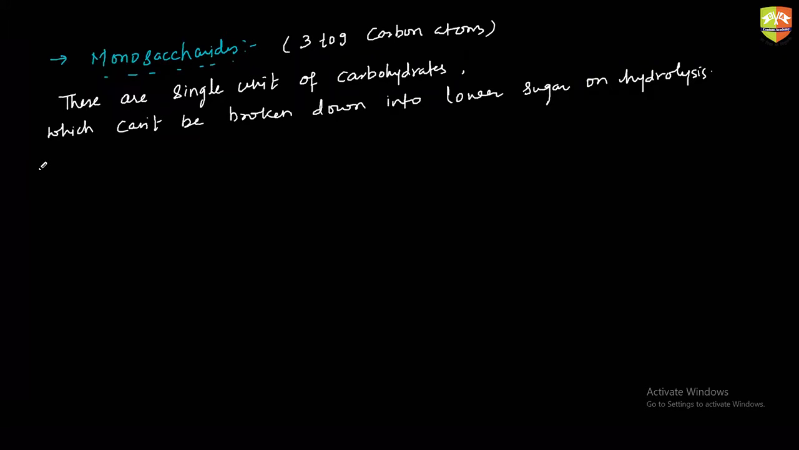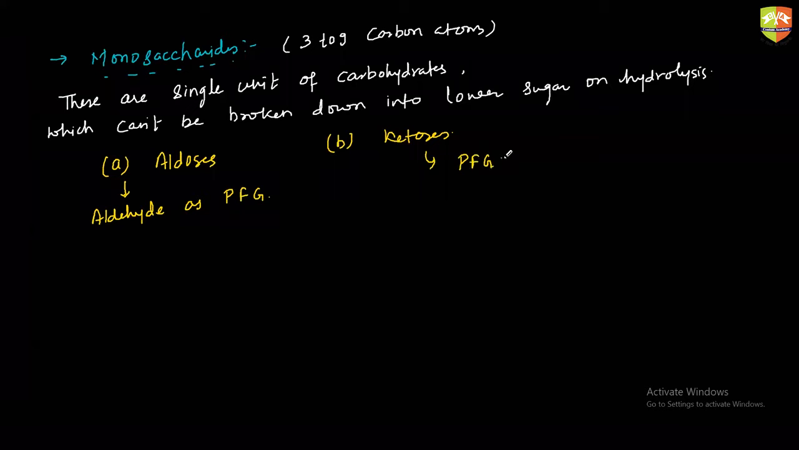Okay, general formula. There are actually two types of monosaccharides. The first one is aldose, and the second one is ketose. Aldoses are those monosaccharides which have aldehyde as the primary functional group. Because we have seen examples of monosaccharides: glucose and fructose, right? In fructose we have ketone as a primary functional group, and in glucose we have aldehyde as a primary functional group. That's why we have two types of monosaccharides: aldose, whose primary functional group is aldehyde; ketose, whose primary functional group is ketone. PFG is ketone here.